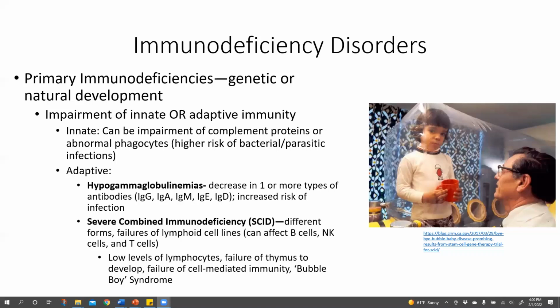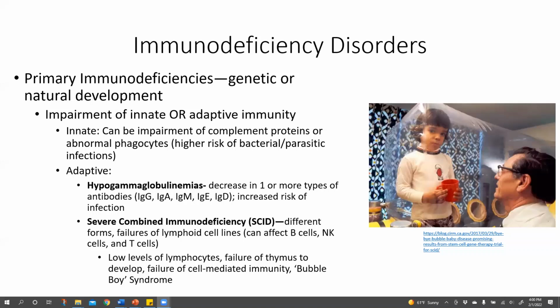Now, if you are instead impairing the adaptive immune response, you could have something like hypogammaglobulinemias, which is really hard to say. It's also kind of hard to spell, so I'm glad I'm not going to give you a spelling test. You're welcome. This results in the decrease or the deficiency in one or more types of antibodies.